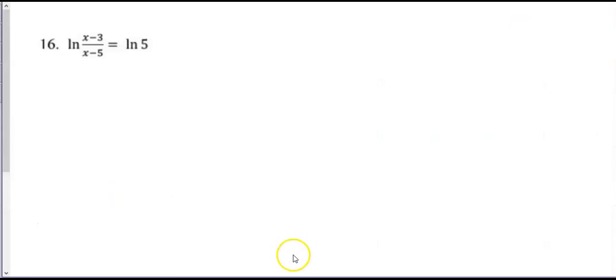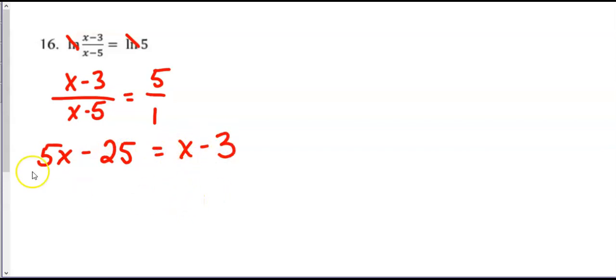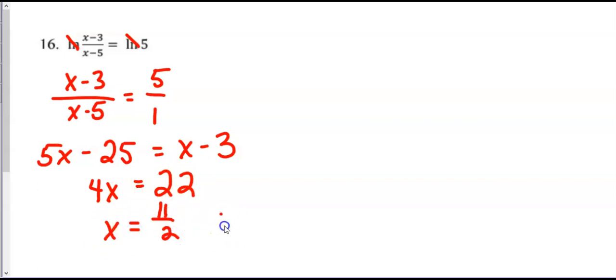So I believe this is the last one. It is. We have a natural log again. Mark those out. Have a fraction over here, so I'm going to make this a fraction because I'm going to use cross products. Let's see, I'm going to do x minus 5 times 5. That's going to be 5x minus 25 equals x minus 3. Subtract x there. 4x equals 22. x is going to equal 22 over 4 or 11 halves. You could also say x equals 5.5.